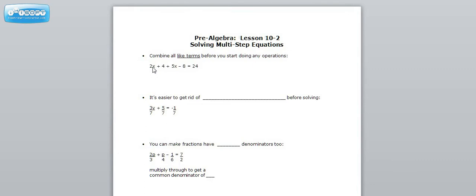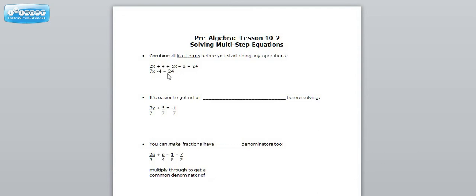So I see I have a 2x here, and I have a 5x here. So that's going to give me a total of 7x. And I have a plus 4 over here, and I have a minus 8 over here. So that's going to give me negative 4. Over here, there's nothing to combine, so I simply write him down again. And now look, I'm back down to a problem just like we were looking at in Lesson 10-1.